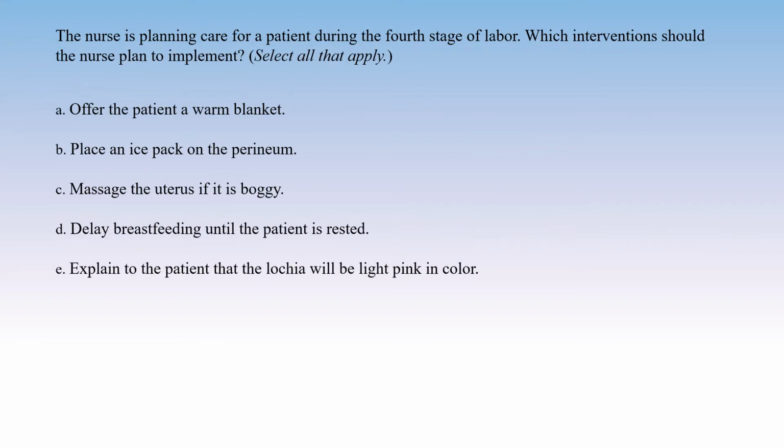ripening. The nurse is planning care for a patient during the 4th stage of labor. Which interventions should the nurse plan to implement? Select all that apply. A. Offer the patient a warm blanket. B. Place an ice pack on the perineum. C. Massage the uterus if it is boggy. D. Delay breastfeeding until the patient is rested. E. Explain to the patient that the lochia will be light pink in color.